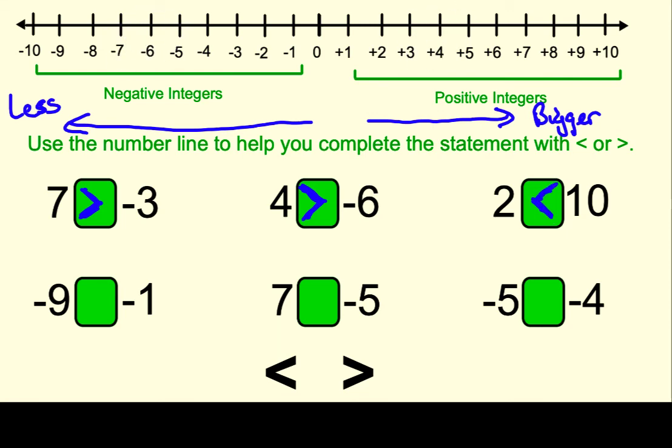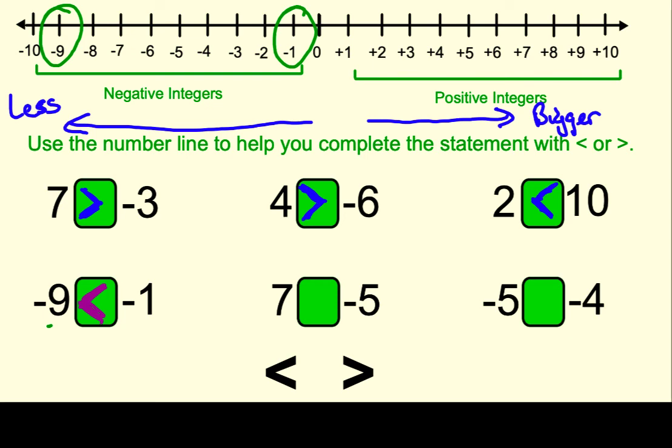It gets a little trickier when they're both negative numbers. Negative 9 and negative 1. So here's negative 1, here's negative 9. Remember, the farther to the right on the number line you are, the larger the number is. So in this case, negative 1 is greater than negative 9. Or I think of it as it's less negative. It's not as far into the negatives. I'd rather owe somebody $1 than owe them $9.